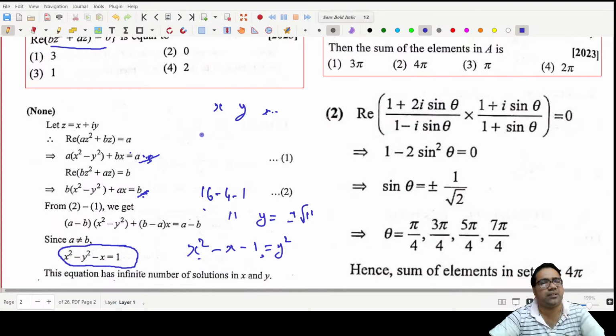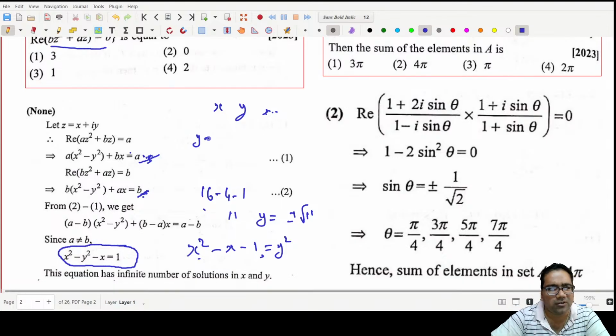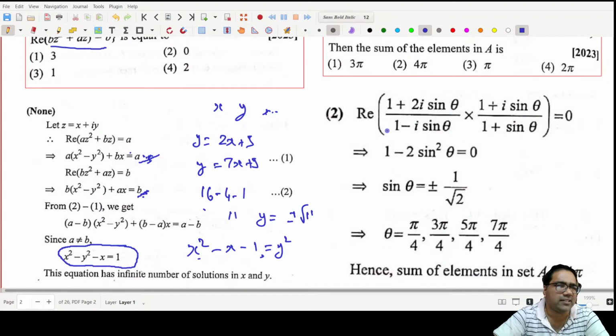How will you find? So, for example, if you are told that y equals 2x plus 3, y equals 7x plus 5, we subtract these two. Why? To figure out what x and y are, right? Similarly here also we have two equations in x and y, right? We are trying to figure out, if we solve this, will you get any solution?